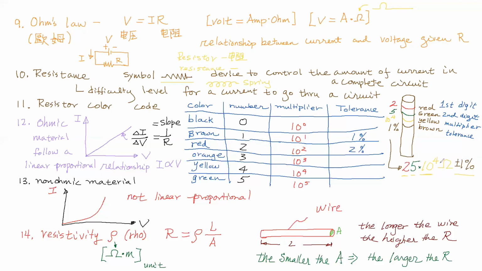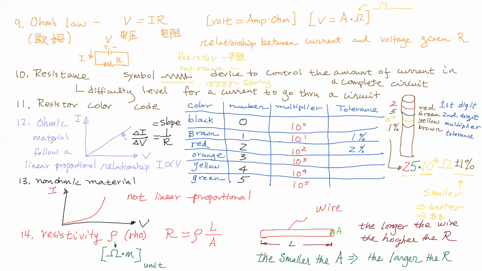So then you write it down: first digit, second digit, the multiplier, and then the tolerance. So 25 times 10 to the 4 ohm. And this one here determines how good your resistor is. The smaller the tolerance, the better. Means also more expensive. So more dollar sign.